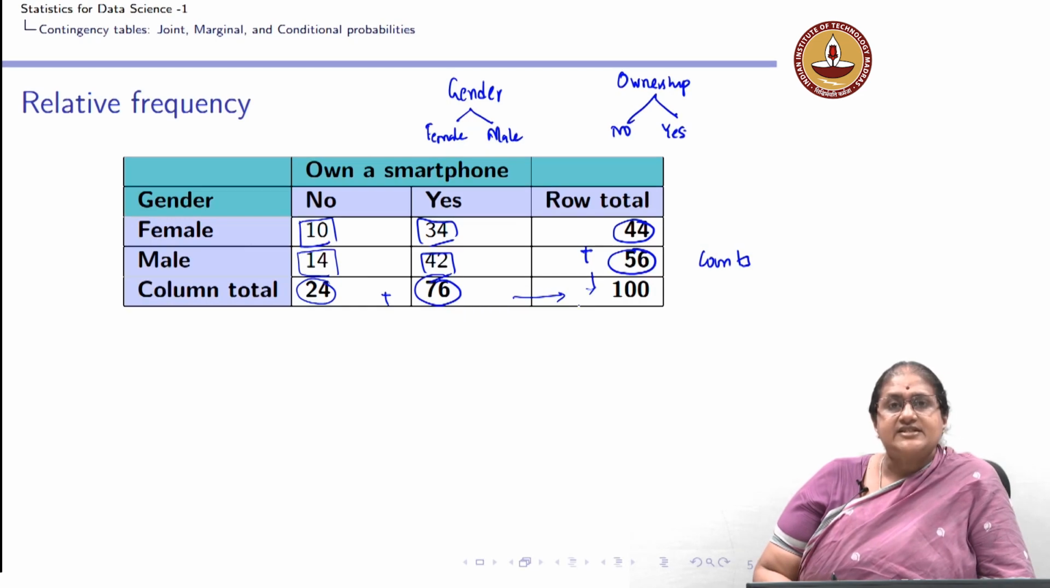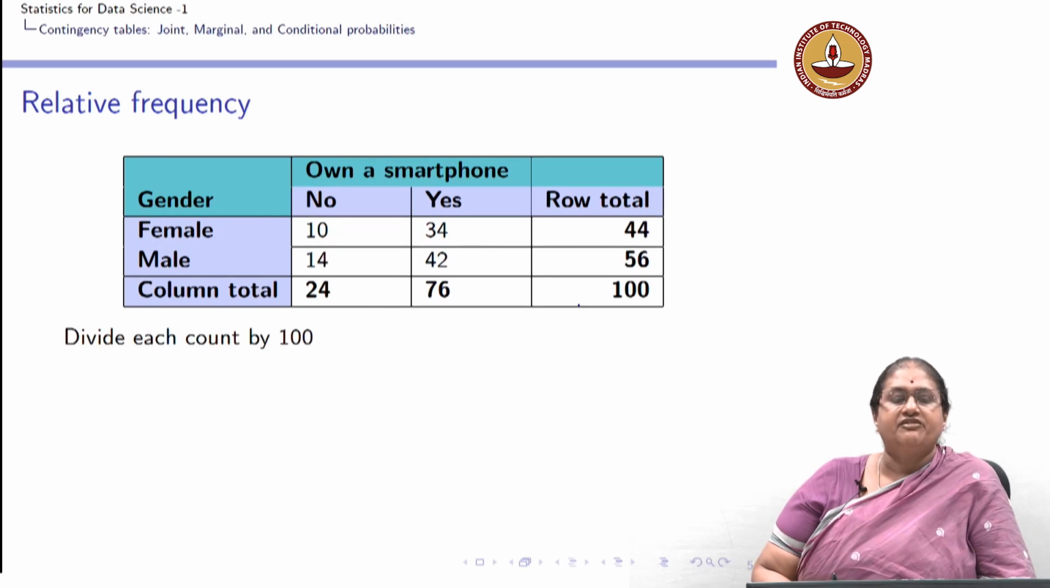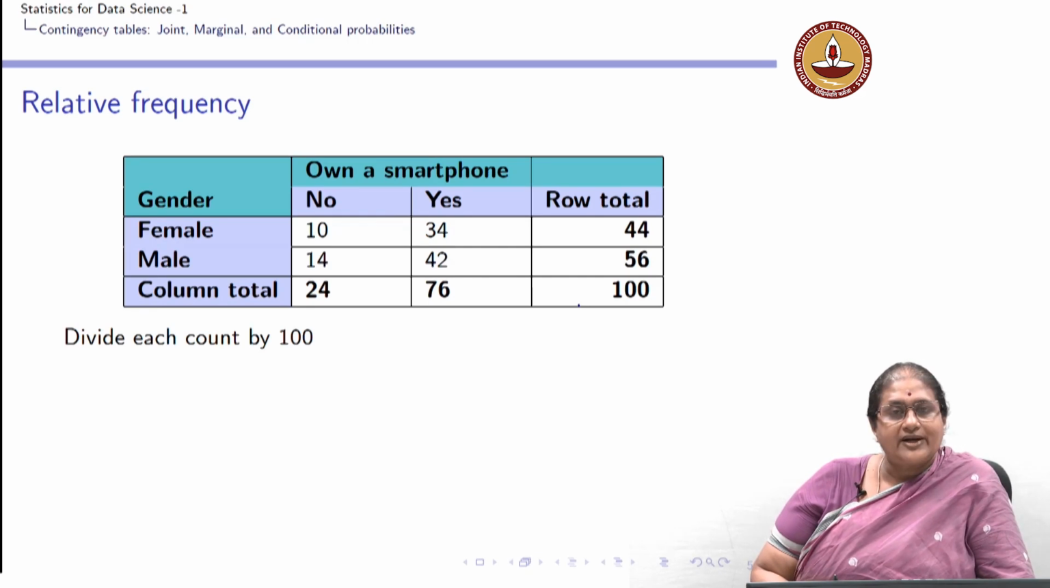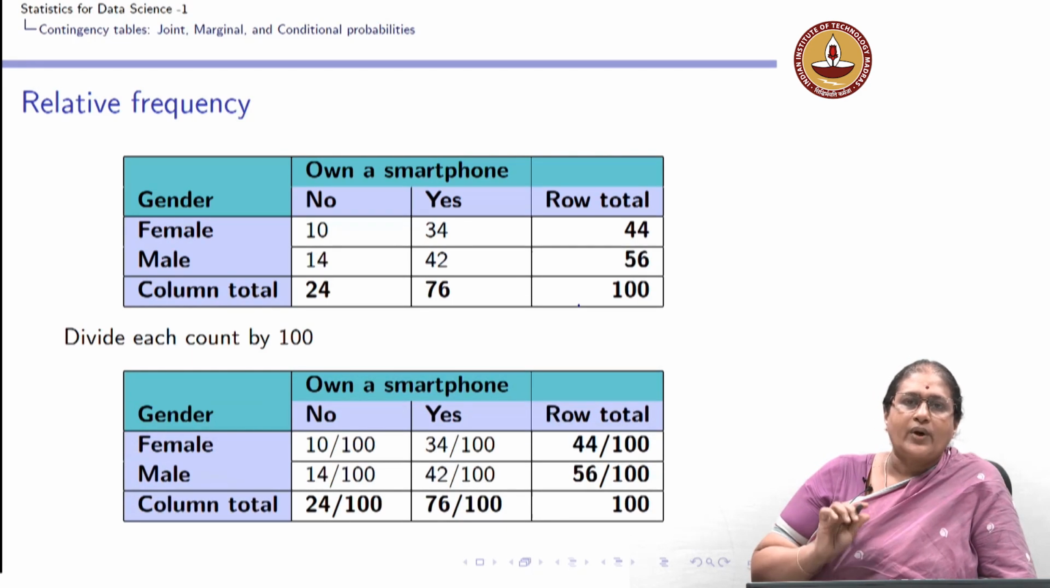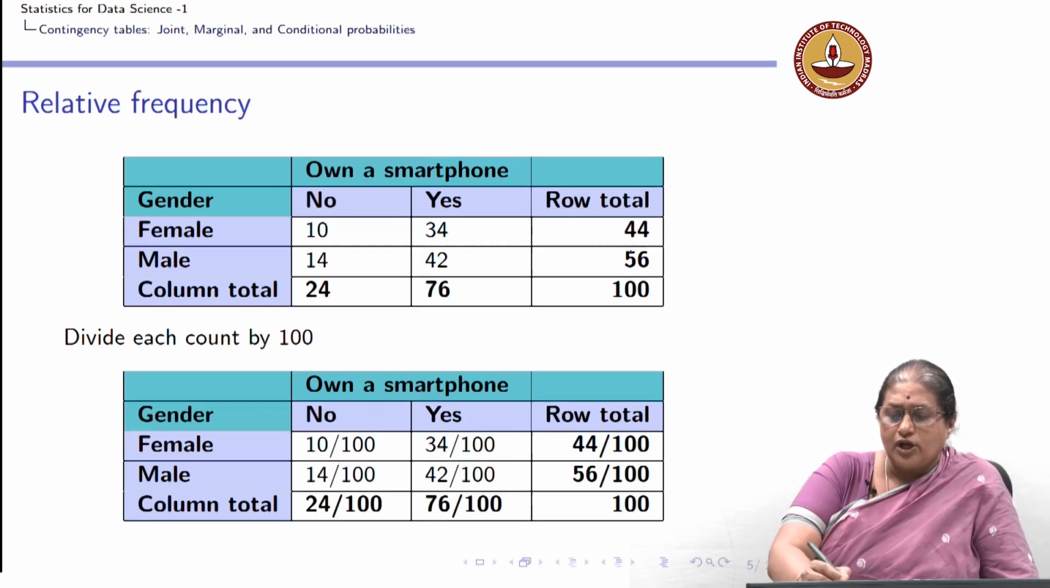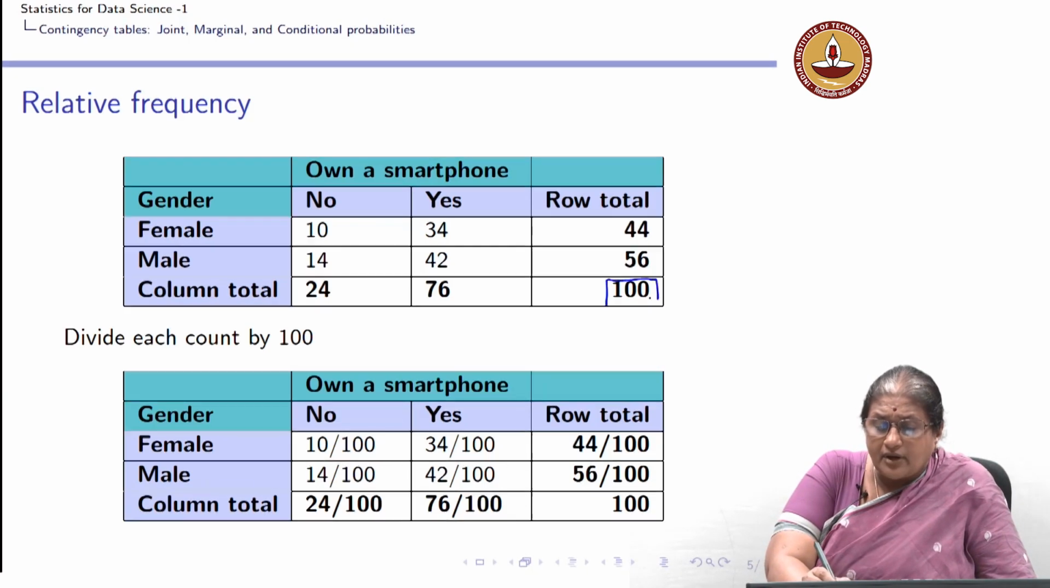So, now let us construct a relative frequency table. We introduced row relative frequencies and column relative frequencies when we studied contingency tables. Now, we are going to introduce a relative frequency table. How do I get a relative frequency table? The total number of participants is 100.